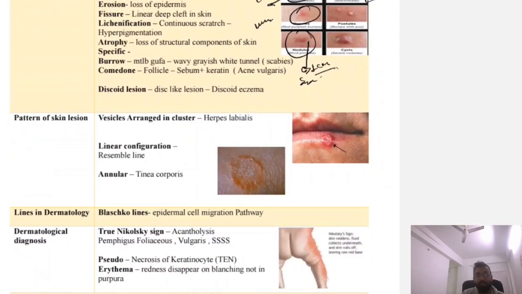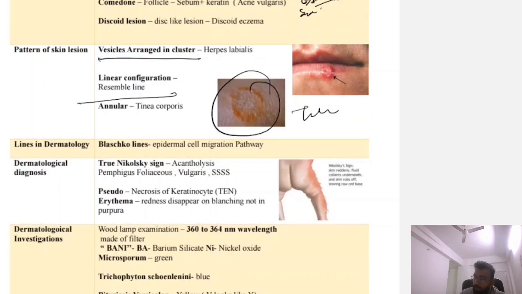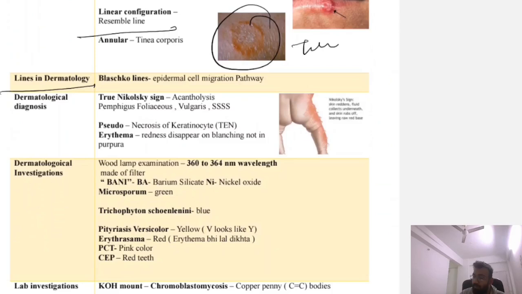Now there could be pattern of lesion. If vesicles are arranged in a cluster, as you can see in this case, this is herpes labialis. Okay. And if it is annular arrangement, then it is tinea corporis. If it is resembling a line, then it is a linear configuration. So lines in dermatology, Blaschko lines, epidermal cell migration pathway, you can see in this patient.